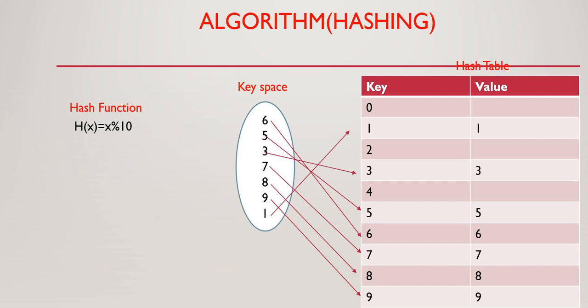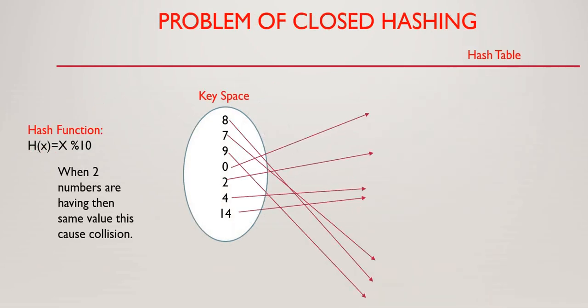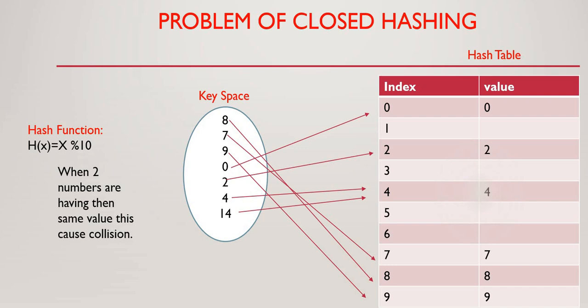But the problem happens when we have two numbers in the key space that have the same index. As you can see here, 4 modulus 10 is 4, and 14 modulus 10 is 4 also. This is called collision. Collision in closed hashing is when we have two or more numbers having the same index value.